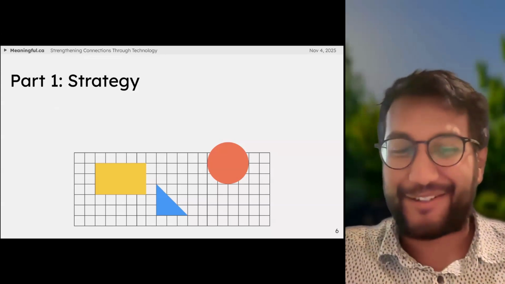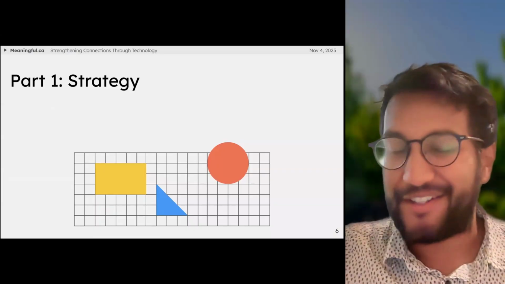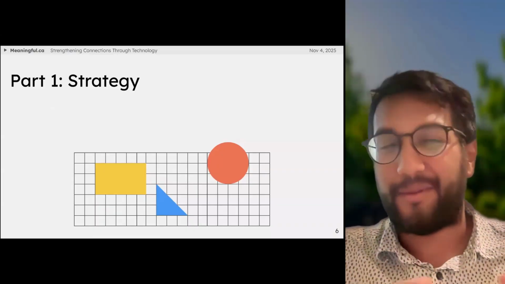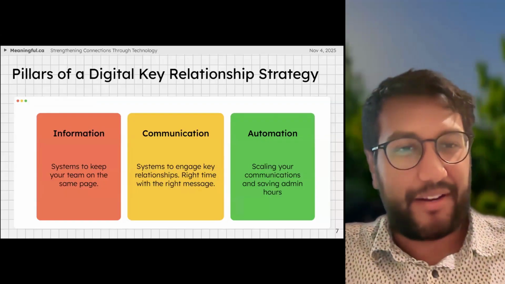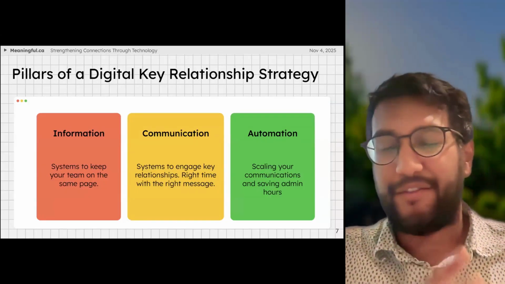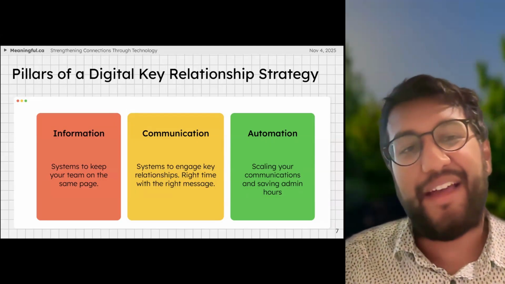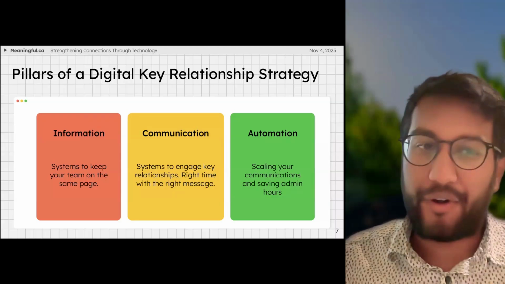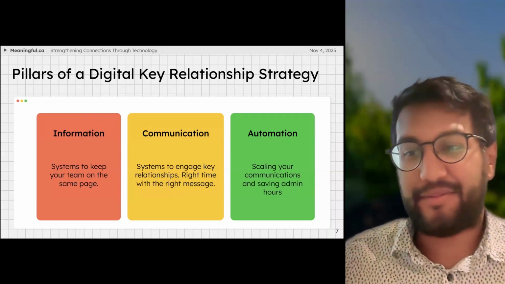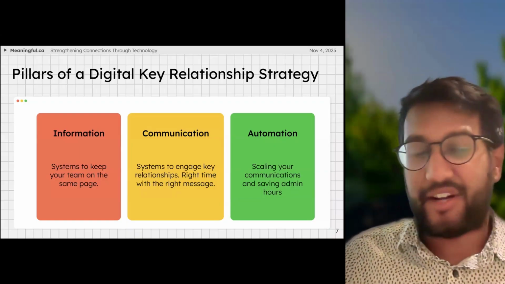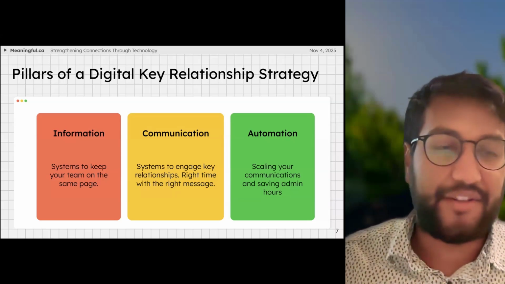Like Eli mentioned earlier, it's about building better nonprofits, and that really starts with strategy. Then we can choose the tools that complement our strategy. This is the way that we think about it here at Meaningful, in terms of a few different pillars to build up that strategy. The first is information, and information is really important because it keeps your team on the same page. As an individual, maybe you have a small team and you're responsible entirely for an entire key relationship segment. In that case, you might be storing a lot of stuff in your head.